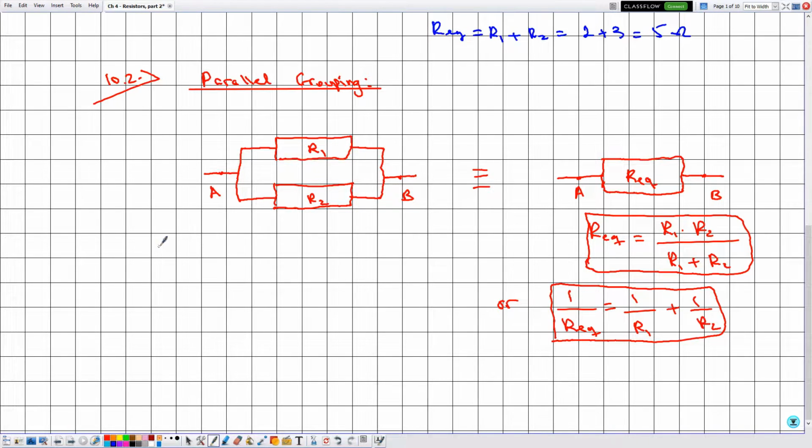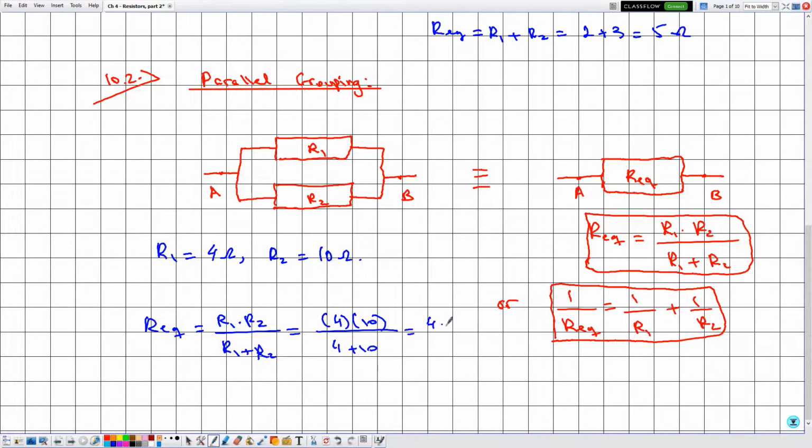Here let me state the following example. So suppose that R1, say for example, is 4 ohms, and R2 is, let's say for example, 10 ohms. Then in this case we are interested in determining R equivalent. R equivalent, according to this formula, is given by R1 multiplied by R2 divided by R1 plus R2. So the value of R1 is 4, the value of R2 is 10, divided by the value of R1, which is 4, plus 10.